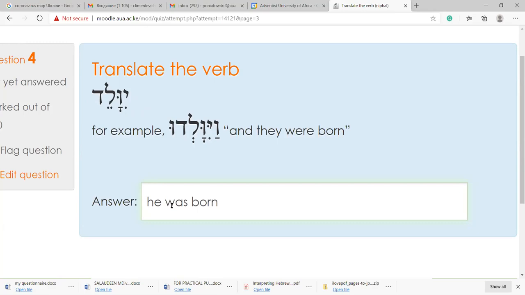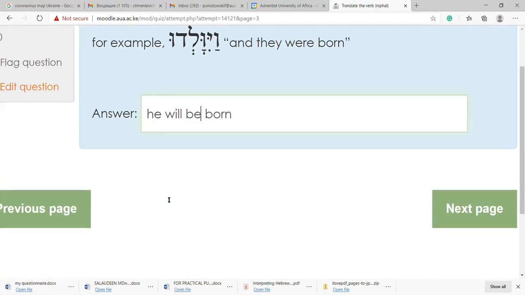Why is it Katal? Katal in Niphal should have Ni. But the feature of Yiktol is the Kamets and Dagesh Forte. If it is Yiktol, how should it be translated? He will be born. Okay.